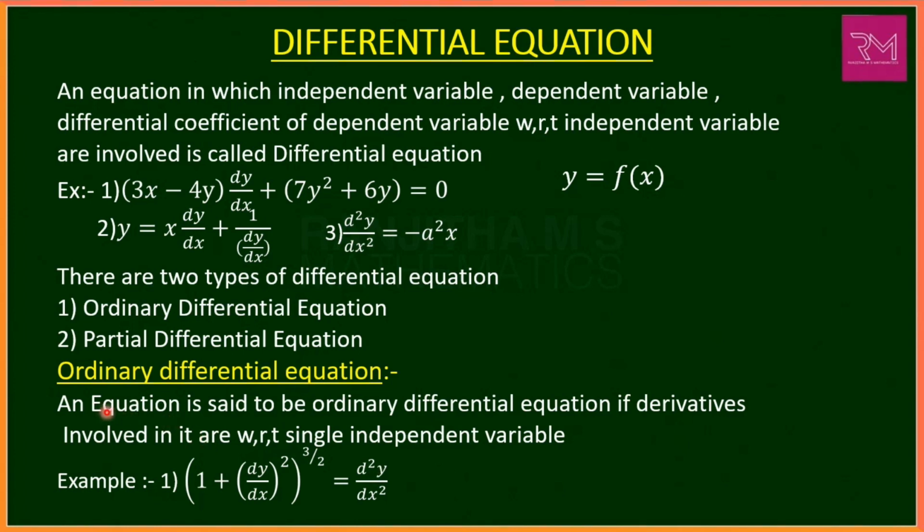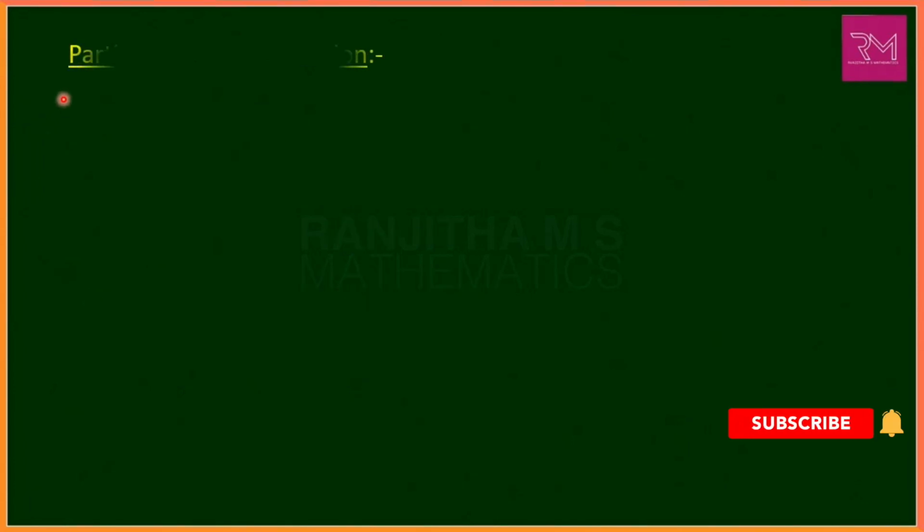That is, the definition says an equation is said to be an ordinary differential equation if the derivatives involved in it are with respect to a single independent variable. Here the derivatives are dy by dx and d square y by dx square, so this contains a single independent variable x. So this is an ordinary differential equation. Let us take another example: d square y by dx square is equal to minus a square into x. Here also the equation contains a single independent variable x, that is, derivatives with respect to a single independent variable, which is nothing but an ordinary differential equation.